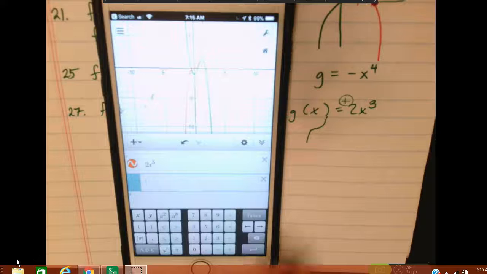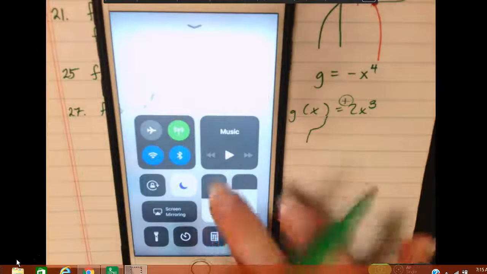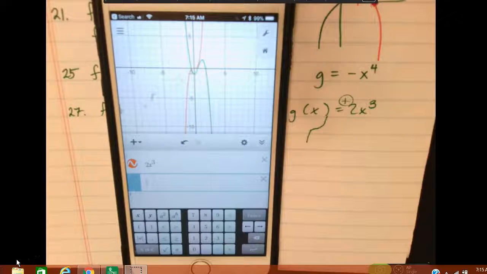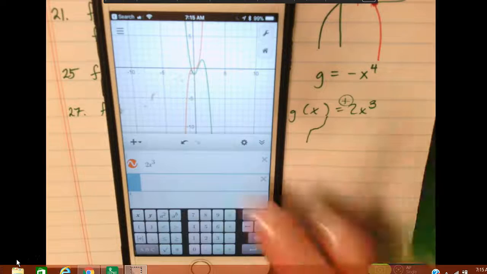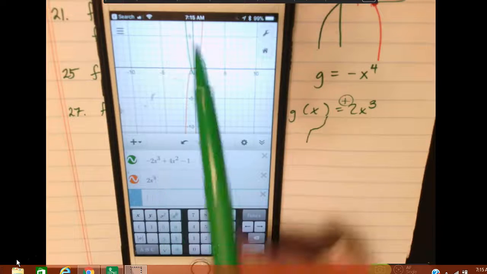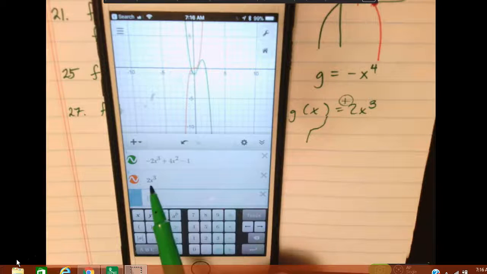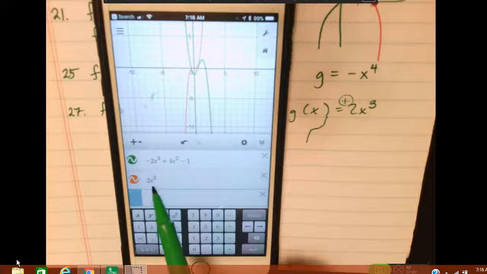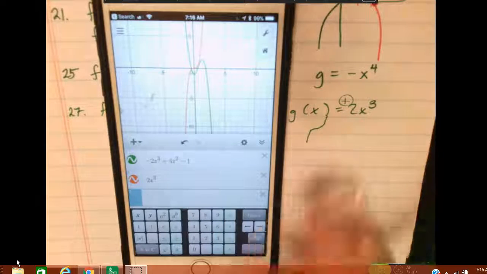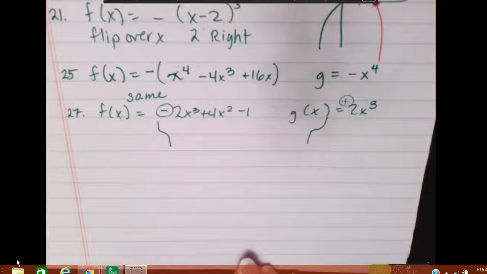Okay, perhaps you can see, let me dim my screen a little bit and it'll be easier to see on the computer. The green one is my original function, and it's rising to the left and dropping to the right. And then the orange one is the 2x cubed with the positive coefficient, and it's falling to the left and rising to the right. So my predictions were pretty good, as they usually are.